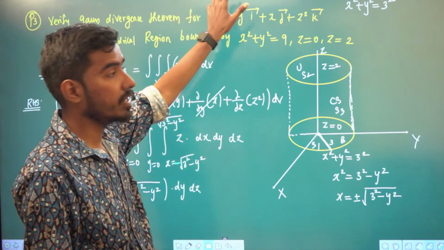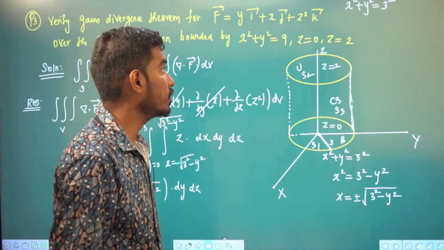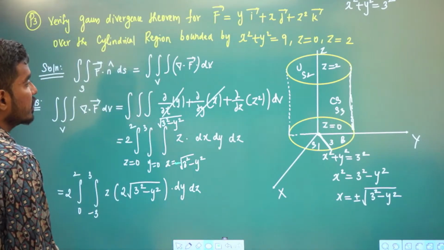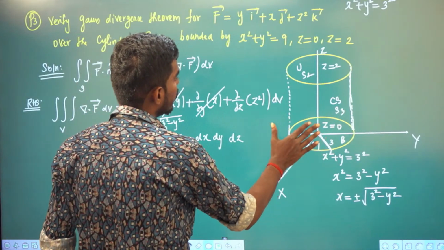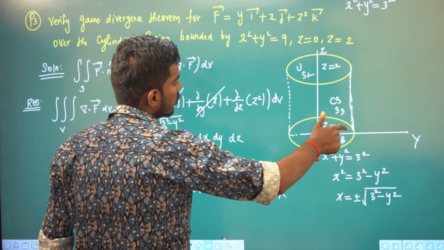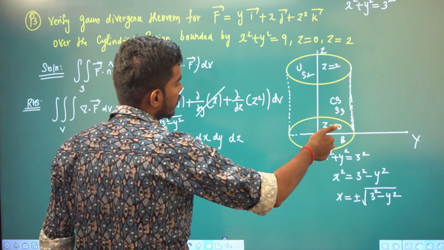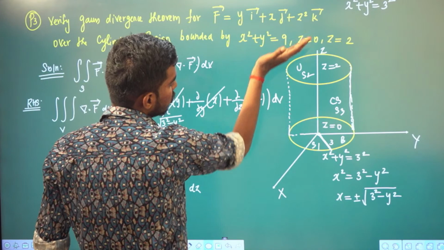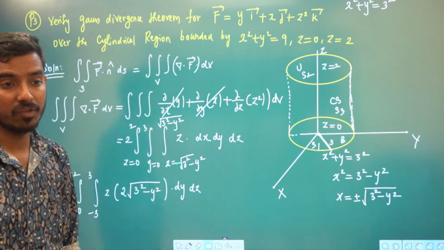They gave the vector field y i plus x j plus z square k over a cylindrical region bounded by x square plus y square is equal to 9. So it is a circle with radius 3 and center 0, and z ranges from 0 to 2. We solved this in the previous class.